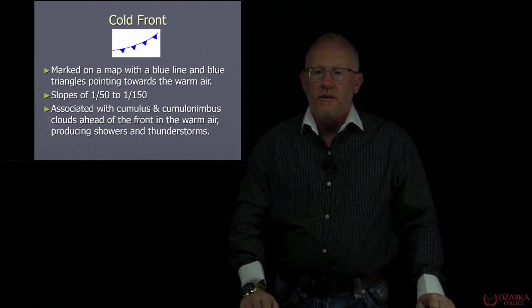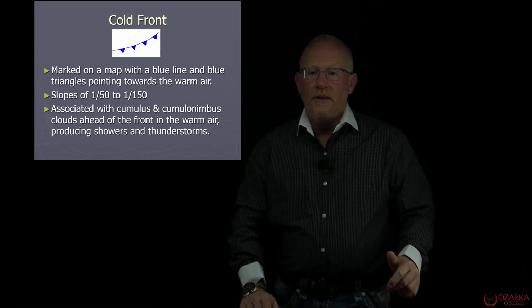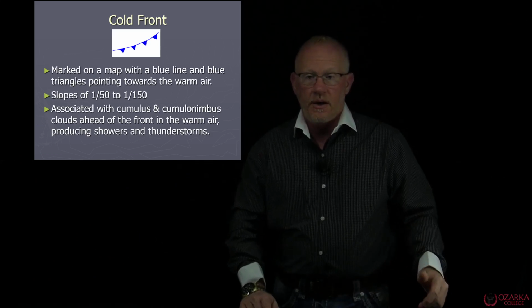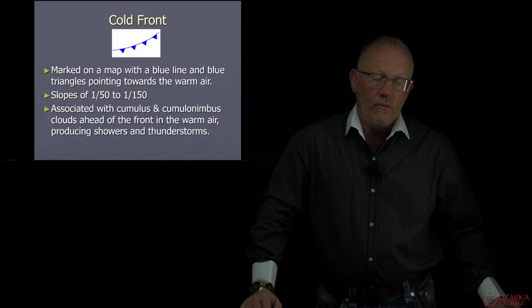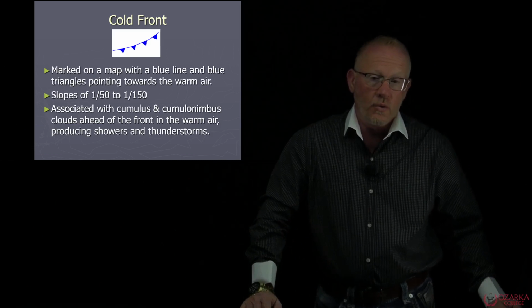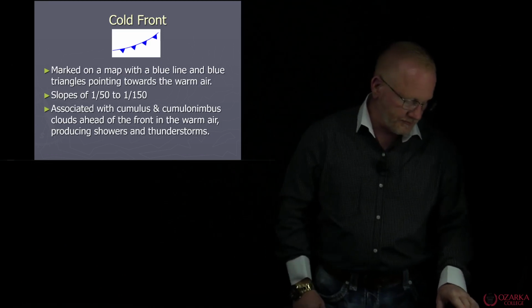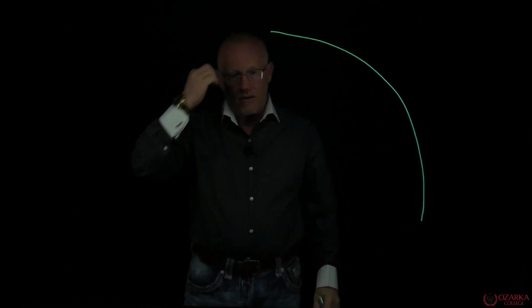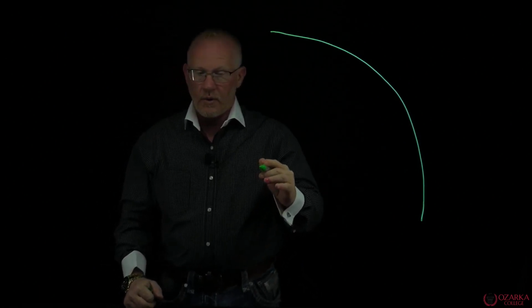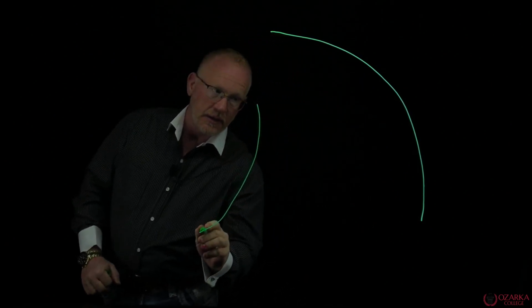Now, the triangles point toward the warm air, all right? Now, the slopes of a cold front can be 1 over 50 or up to 1 over 150. Well, Shannon, what's a slope? Well, glad you asked. So these fronts have shapes, okay? And a lot of times, a cold front will be shaped something like that. All right. Now, you'll see it on weather maps when you're watching the news at night or something like that, and it'll look like this, right?